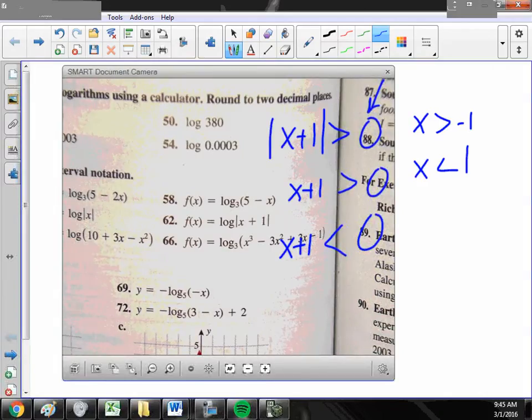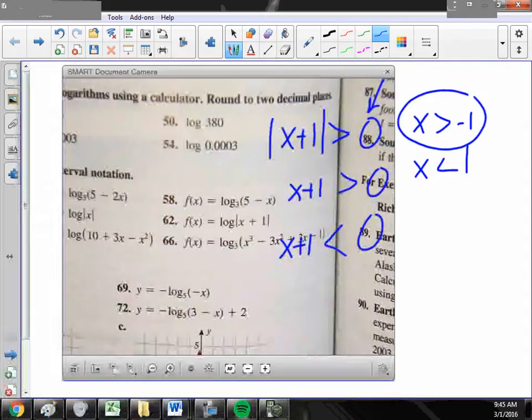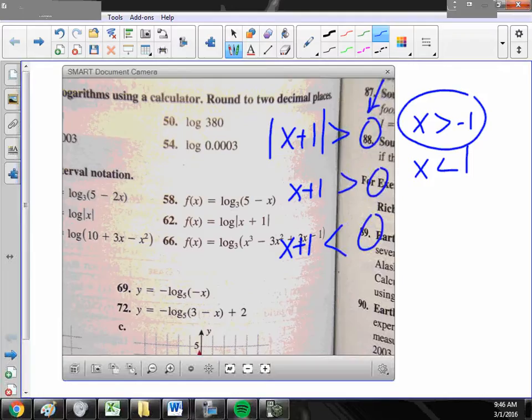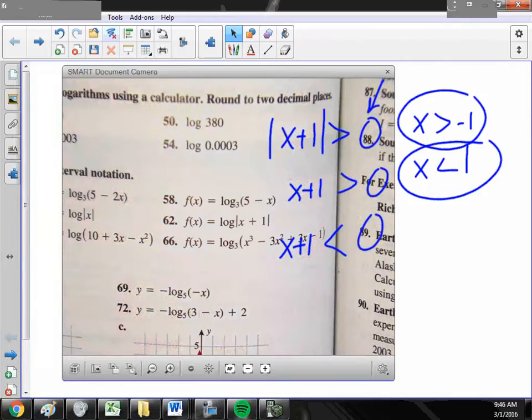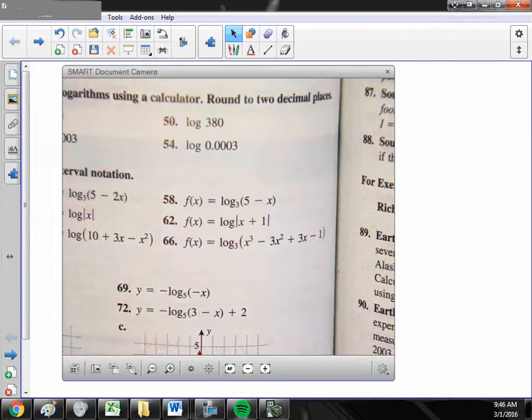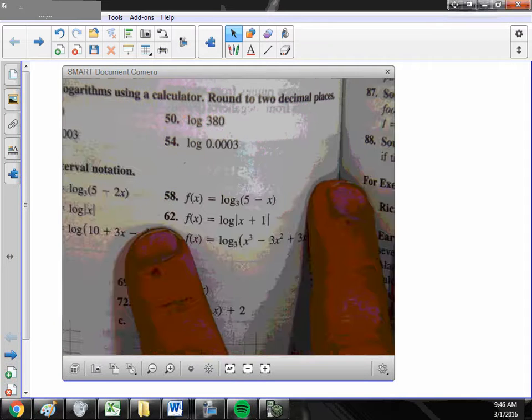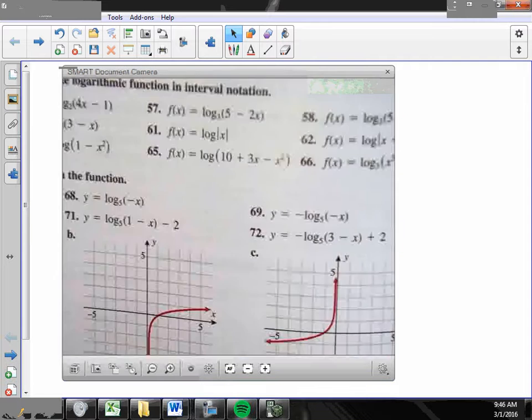So does this make any sense? Well, if we plug in negative 1, we get a 0, and the log base 2 of 0 doesn't really exist. Right? So it's got to be this one. Hold on, that's going to confuse you. Let me do that a different way. So take a look at 61. Sorry, I didn't explain that very well.